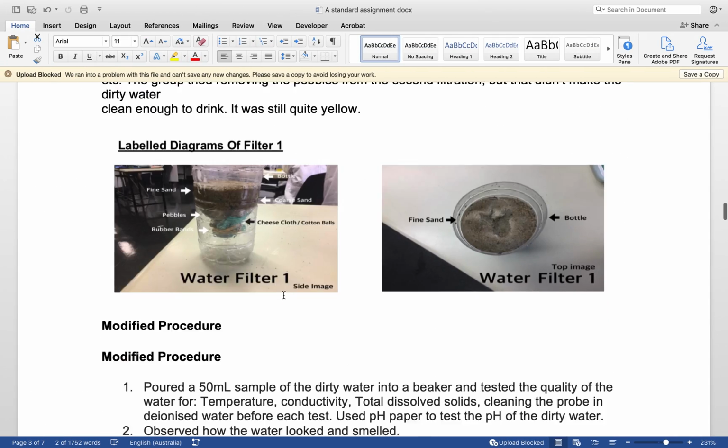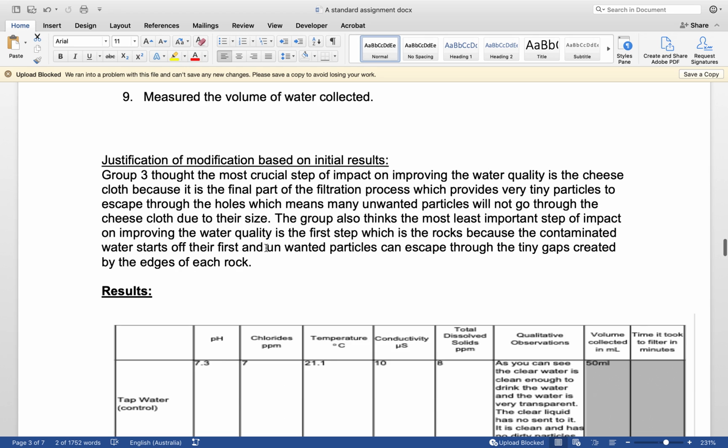Now, this student's done a good job at that. They've said Group 3 thought the most crucial step of impact on improving the water quality is the cheesecloth because it is the final part of the filtration process which provides very fine, tiny particles to escape through holes, which means many unwanted particles will not go through the cheesecloth through the size. The group also thinks that the least important step of impact on improving the water quality is the first step, which is the rocks, because they contaminate the water starts off.